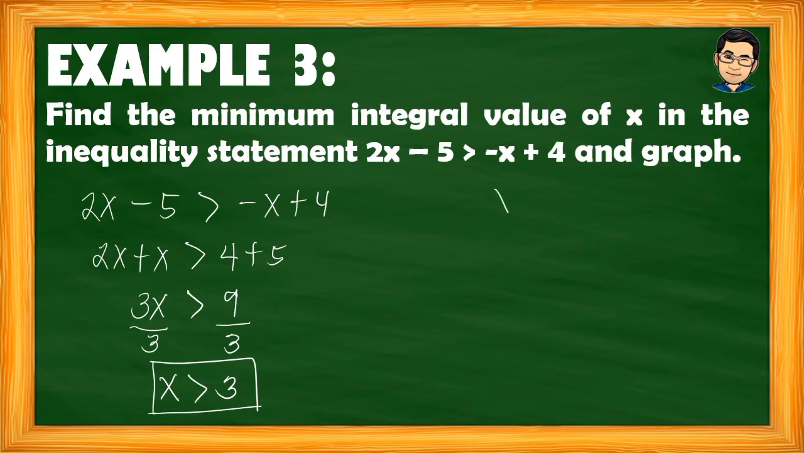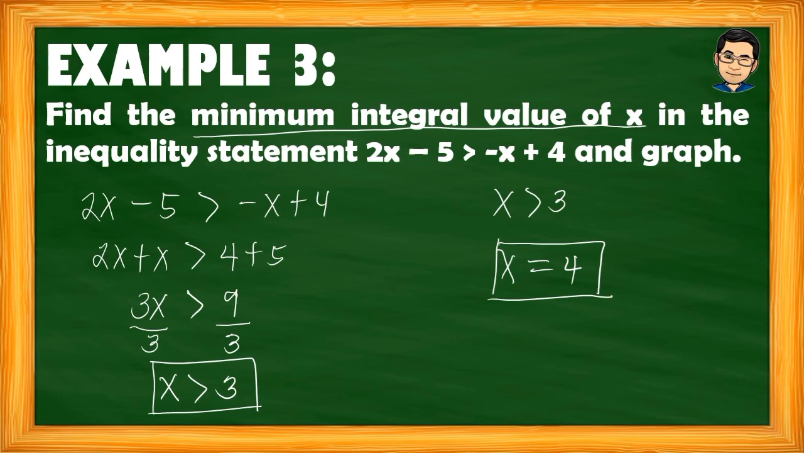Now, to answer the question, what is the minimum integral value of x? Since x is greater than 3, ibig sabihin, mas mataas po yung value ng x sa 3. So, 4, 5, 6 pataas, lahat ng positive integers. Ang minimum integral value of x natin ay 4, kasi ang kasunod po ng 3 is 4, and then yung kasunod ng 4 is 5. Mas mataas po ang 5 kesa sa 4. So, yung minimum integral value of x is positive 4.